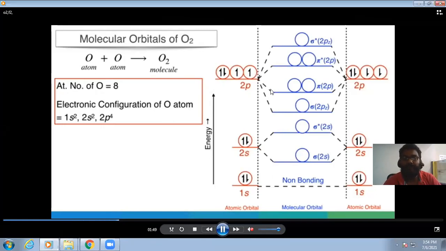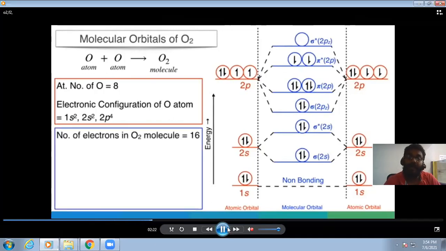Coming to the 2p, 1 electron is filled here, another electron is here, one more electron here, one more electron here, and one more electron here. After pairing, we will go for the next orbital. This is a single electron, this is single. This is the important part, fill it like this. 2pz, π, single, single. And last is π star 2px, π star 2pz.